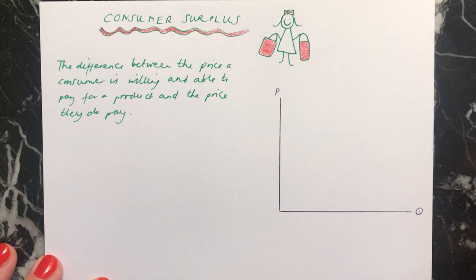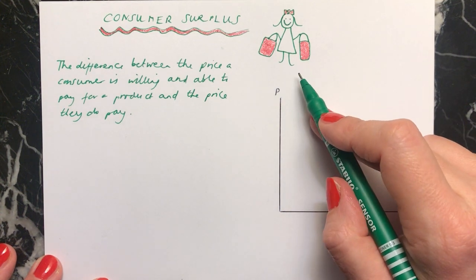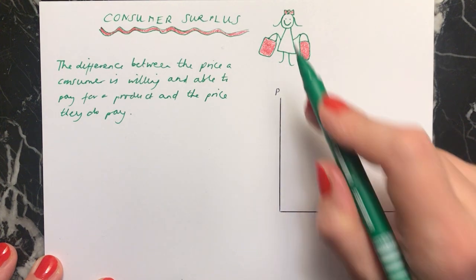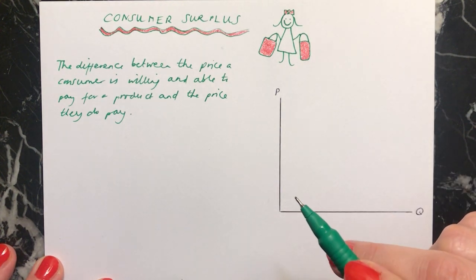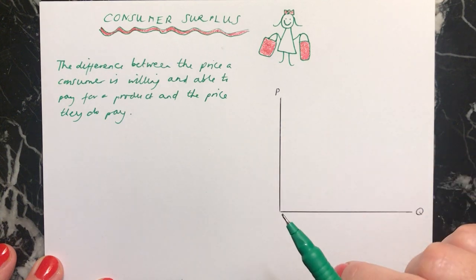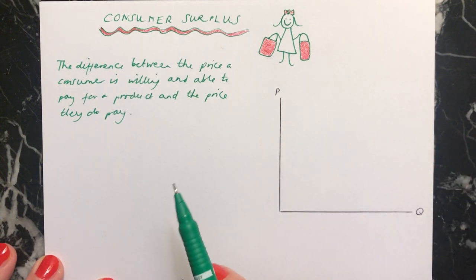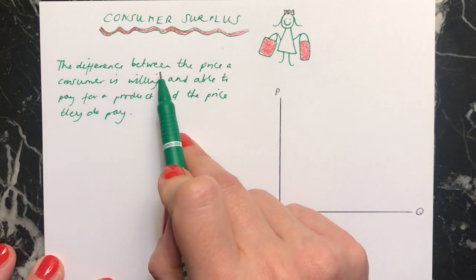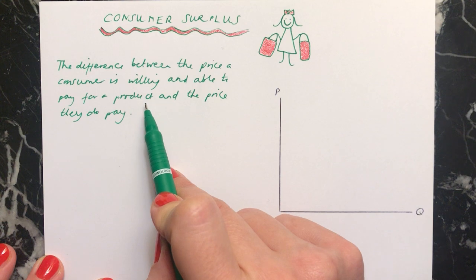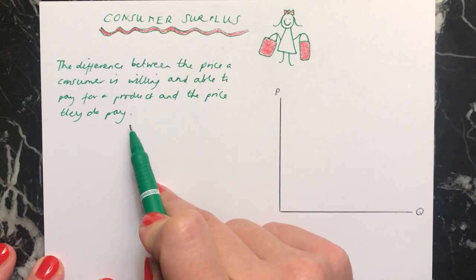Today we're going to be talking about consumer surplus. This is looking at the impact on a consumer of the price of a good, and whether your consumer is going to be happy with the price that they're paying, or sometimes you can look at a change in the price and how it will affect the consumer. The definition of this is the difference between the price a consumer is willing and able to pay for a product and the price they do pay.